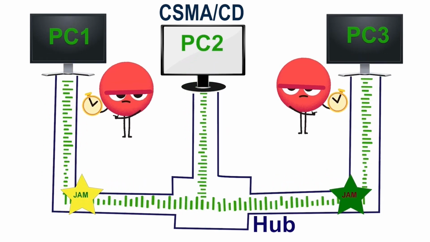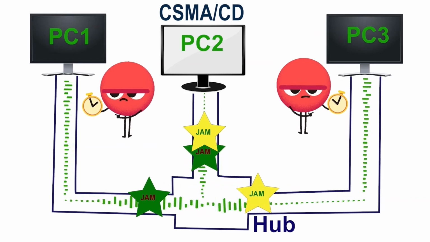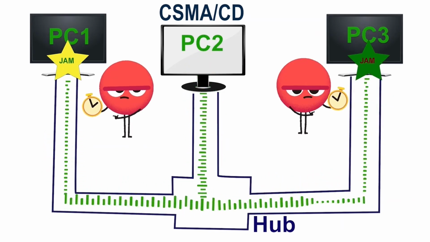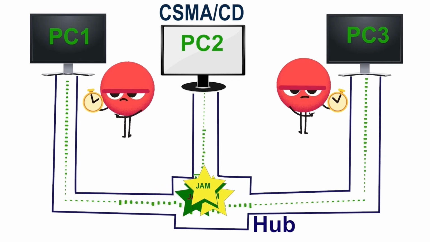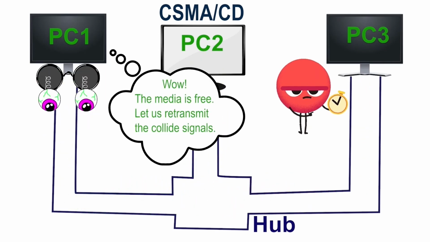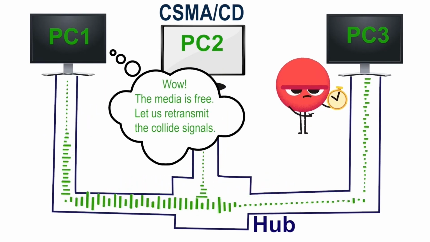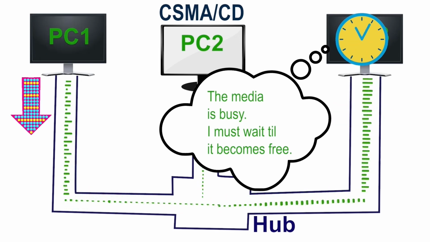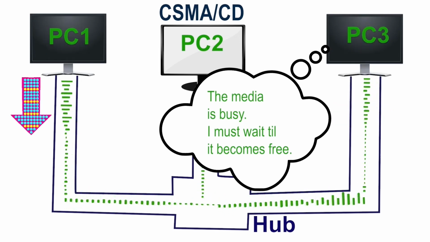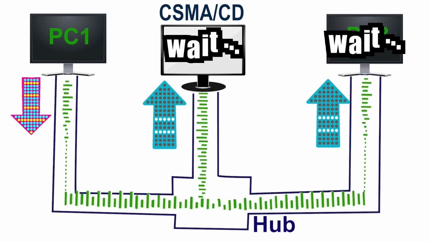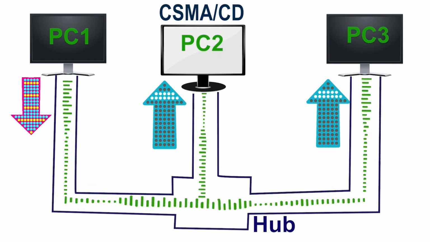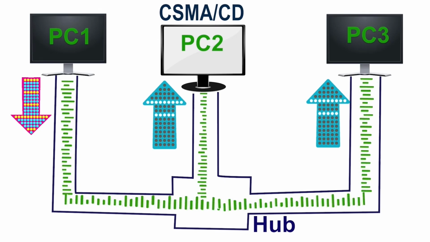After sending the jam signal, it waits for a small random period measured in microseconds and senses the wire again. If collision still exists, it repeats the same steps. If it sees no collision, it retransmits the original signals. Since devices wait for a random period, the device whose waiting period is over starts the retransmission first, and the remaining device waits till it ends. This way, CSMA/CD allows layer 1 devices running on half-duplex to send and receive data.